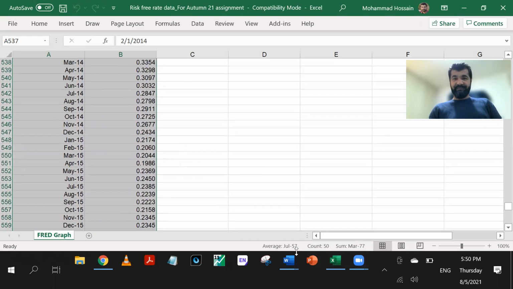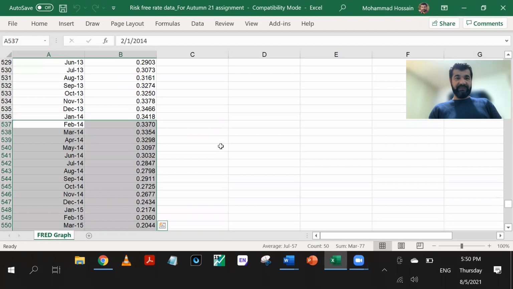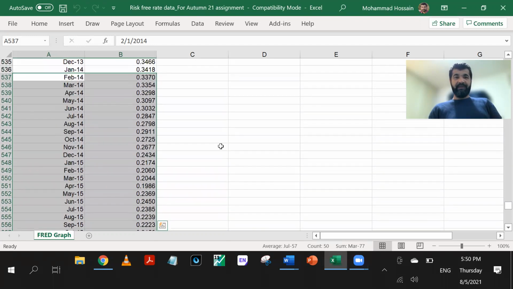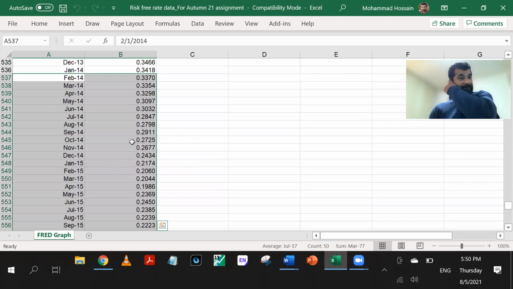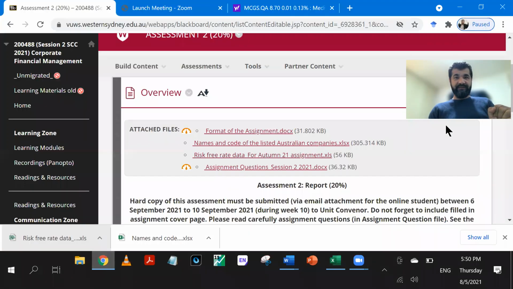How many data points are there? Let me count. 50 data points are in there. So it's 25 months, isn't it? Yeah, a 25 data set, I think. All right, so you got the risk-free rate now, right? Now what do we need? Market one, all ordinaries.